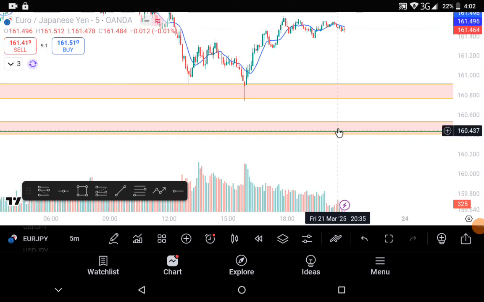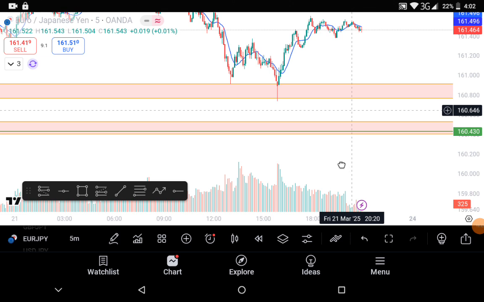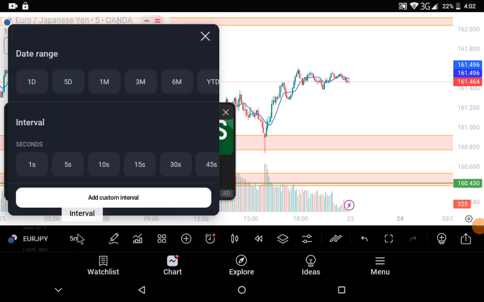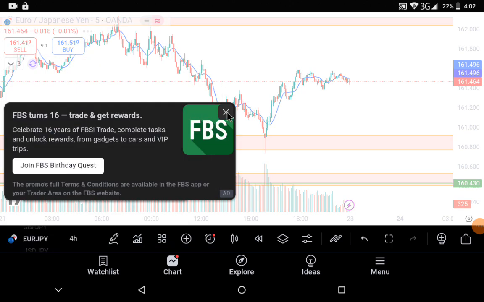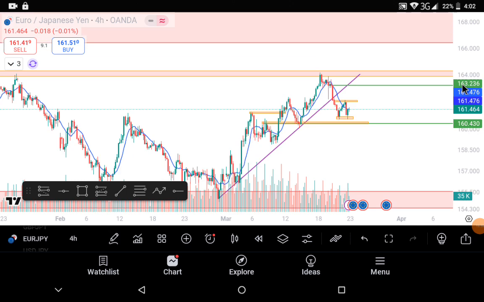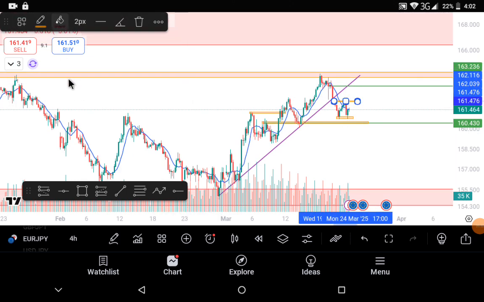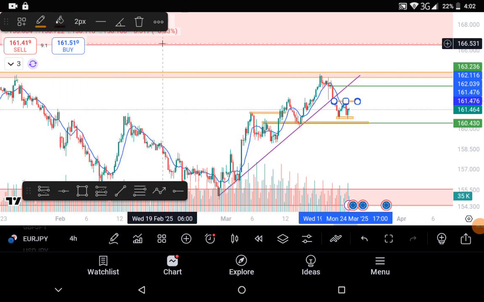Since I'm going to change it, let me change the color. Let me change the color of this to black. Then I also change this to black too.